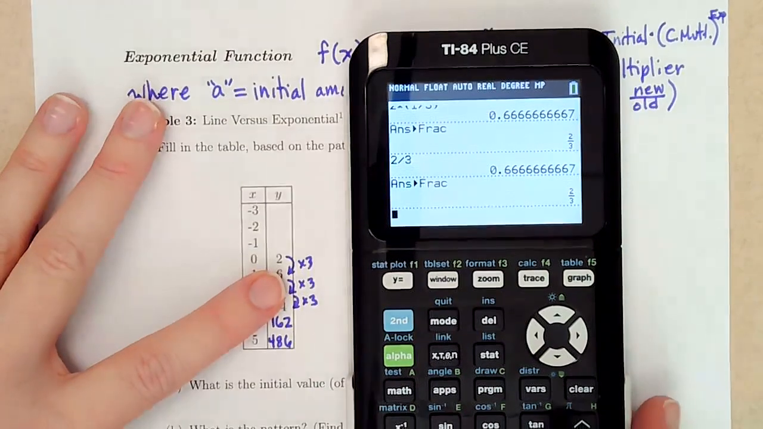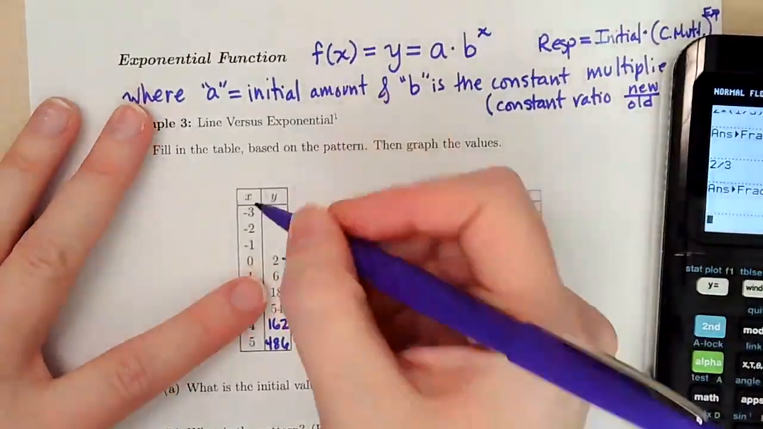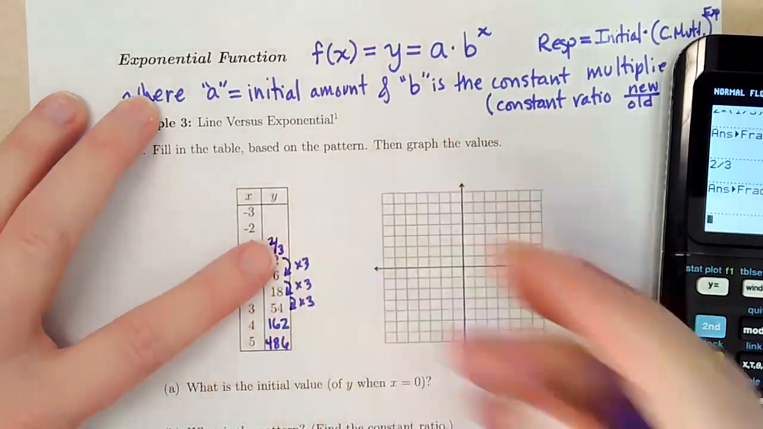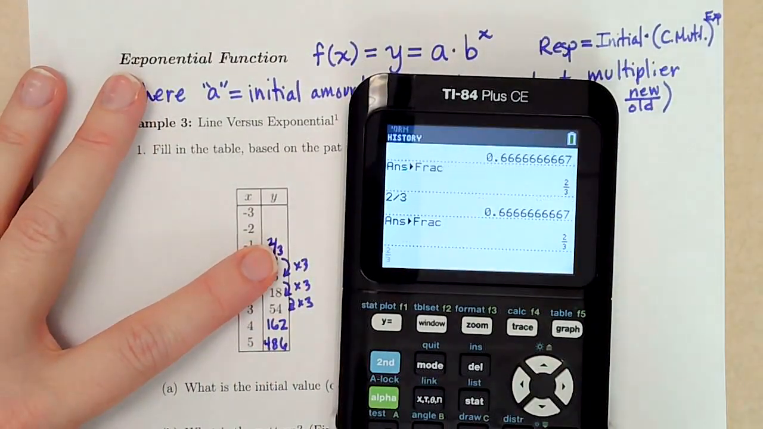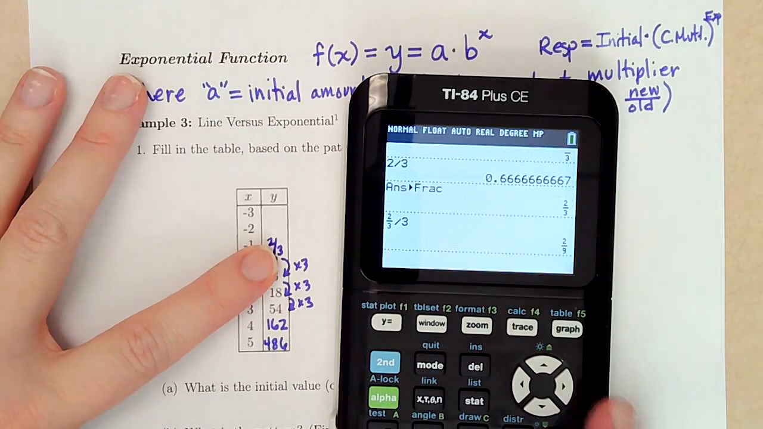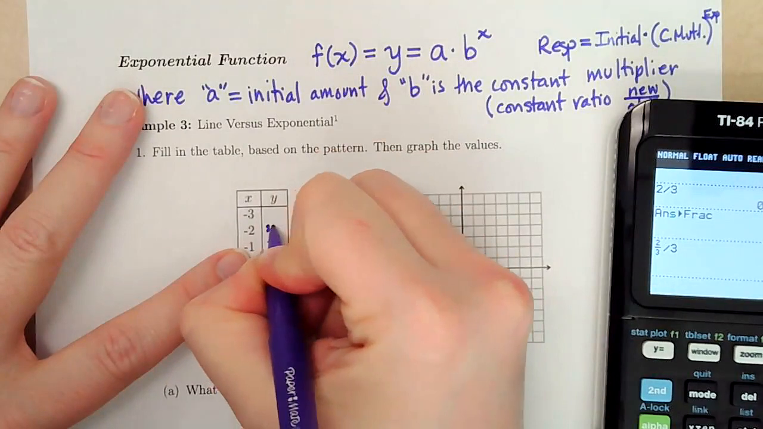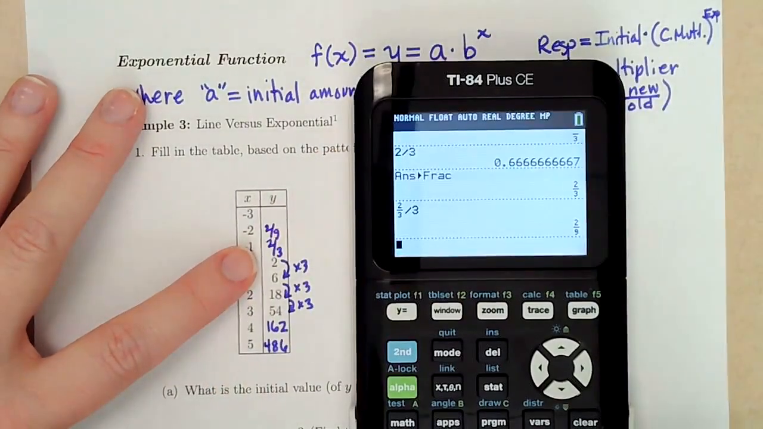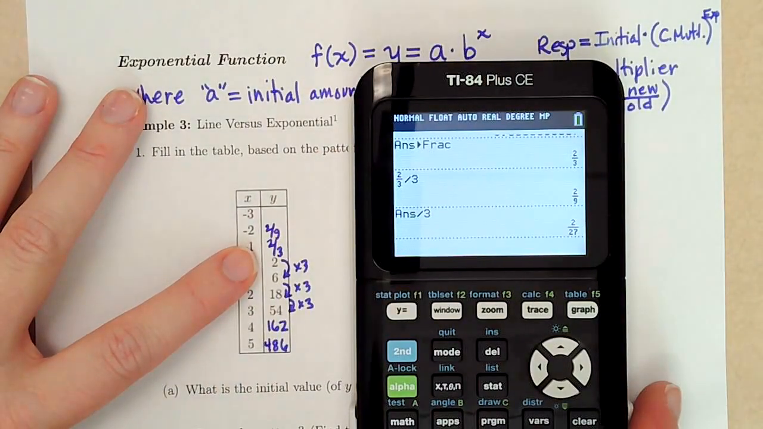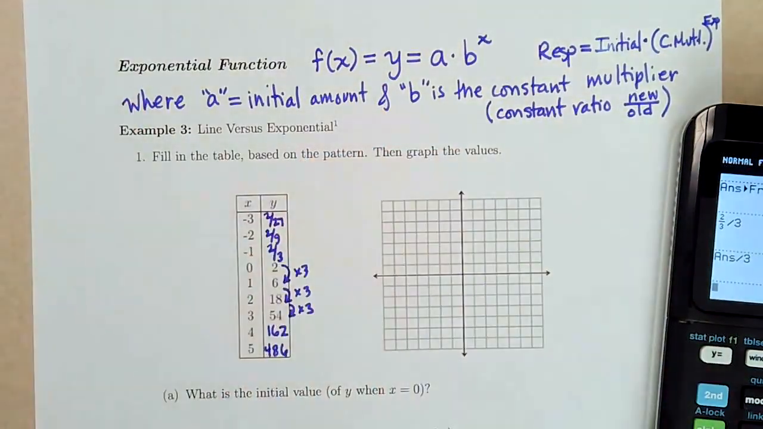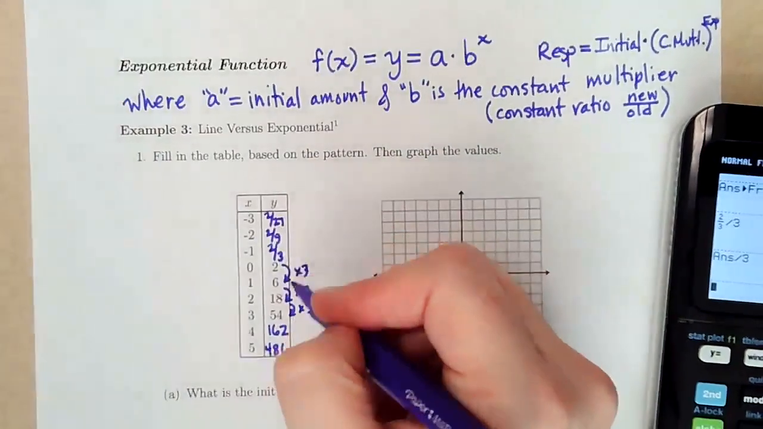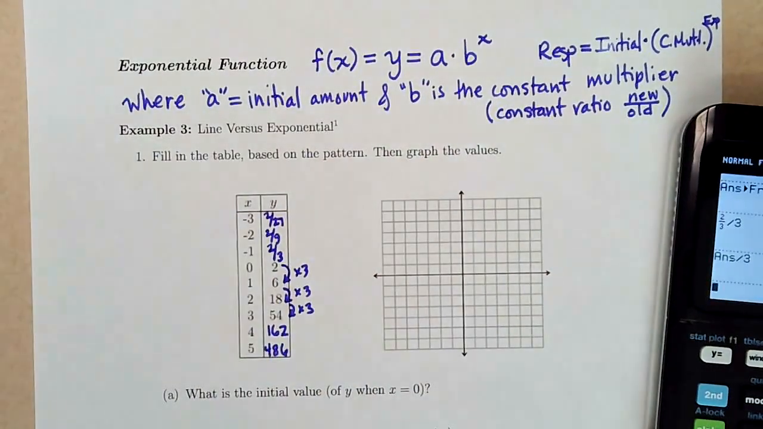Turn that into a fraction. Yeah. So 2/3. Okay. What if I do it again? 2/3 divided by 3. 2/9. Okay. Do it again. Answer divided by 3. 2/27. Got it. And if you triple all the way down, it will work out.